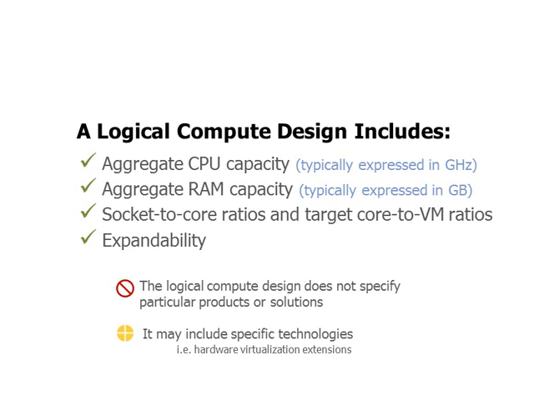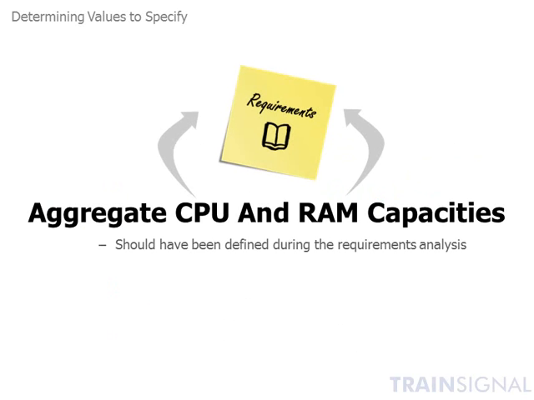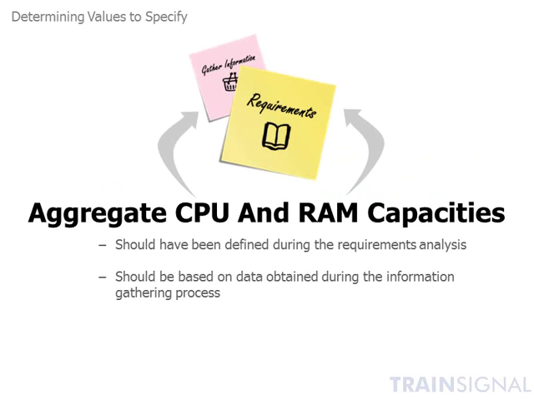The logical compute design, as you can see, has these aggregate values that you have to include, but how do we go about determining what aggregate values we actually specify? Aggregate CPU and RAM capacities are two of the things that you have to specify in the logical compute design. But how do we determine what values should be specified here? These capacities actually should have been defined or will be defined during your requirements analysis. And they're going to be based on data that you obtained during the information gathering process.